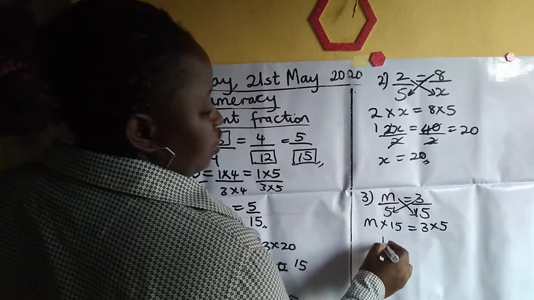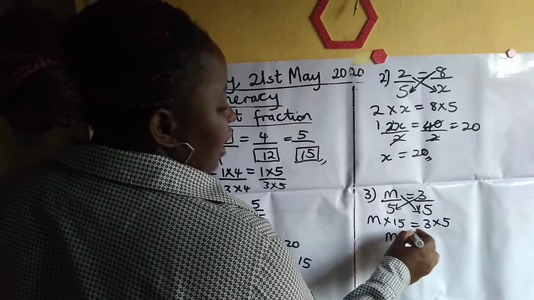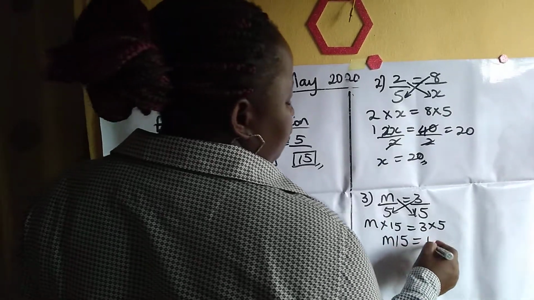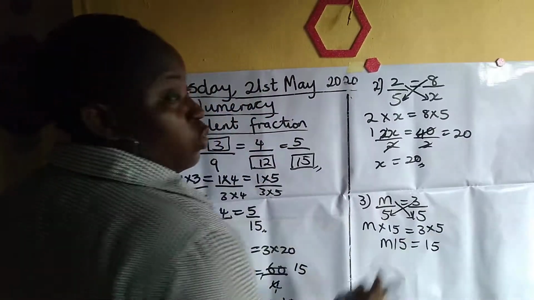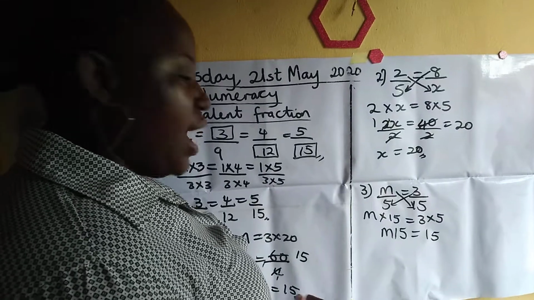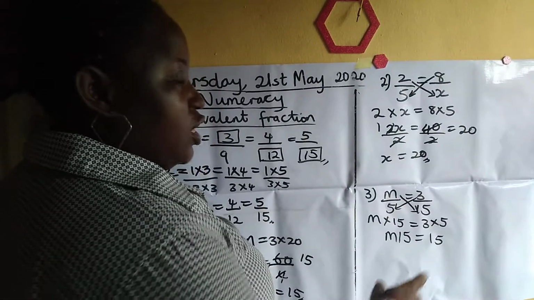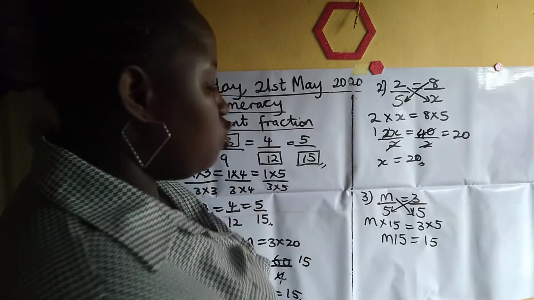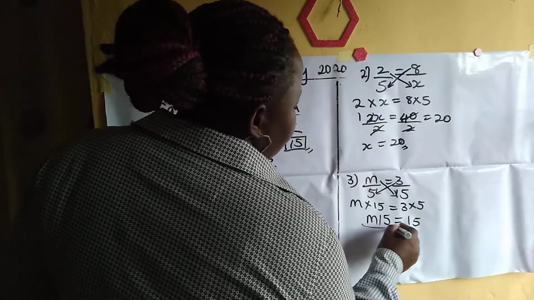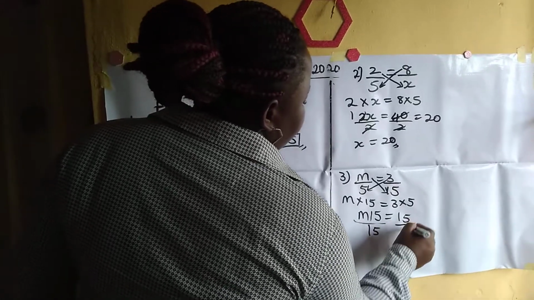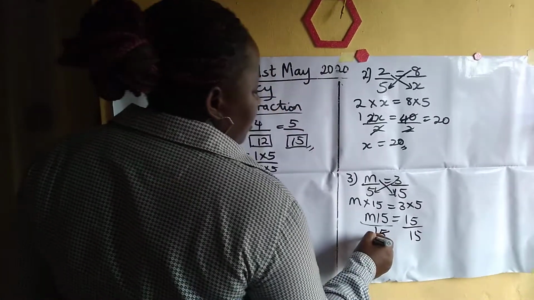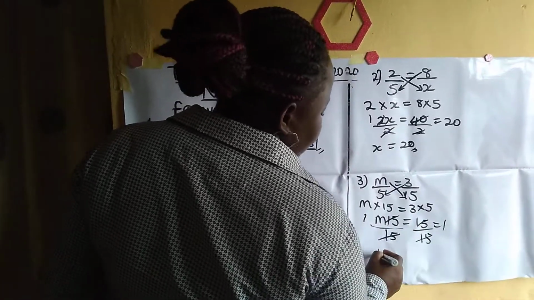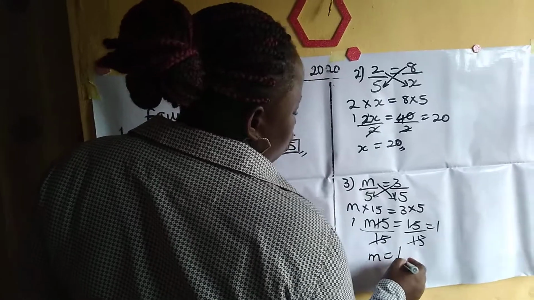M times 15 gives us m15, like I said earlier. Remove the multiplication sign, you have m15. 3 times 5 gives us 15. So m15 is equal to 15. Our next step, divide by the value of the coefficient. The coefficient here, or the number close to the letter we are looking for, is 15. So we divide both sides by 15. m15 divided by 15 and 15 divided by 15. 15 in 15 gives us 1. That means our m is equal to 1.